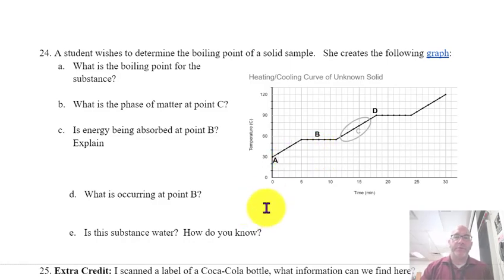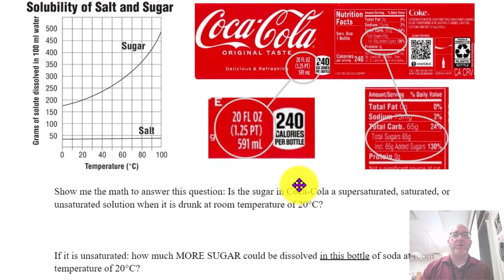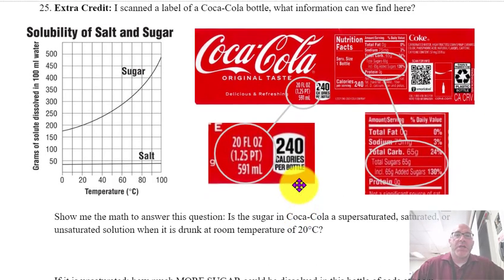At that point, you're done with all the things that are required, but I've given you kind of an extra credit special opportunity. So I scanned a label of Coca-Cola. What information can we find here? And so I blew some parts of the label up, and I've given you the solubility of salt and sugar. Show me the math to answer this question.